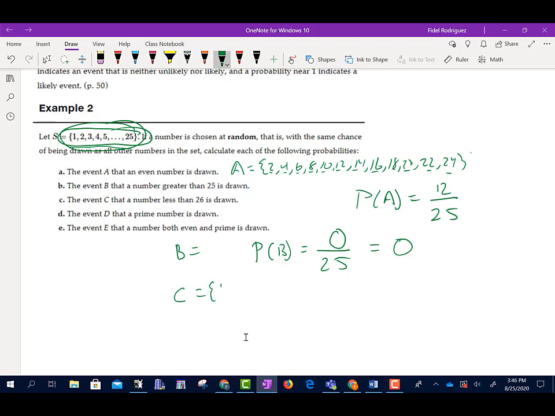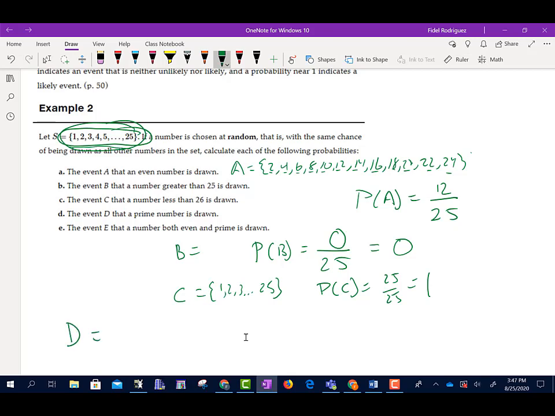Okay. C, the event C that a number less than 26 is drawn. Well, wouldn't the set C be that set? Because all those numbers are less than 26. So if I wanted to find the probability of event C, it would be 25 out of 25, which would be 1. What's the probability that I'm going to get a number less than 26? The probability is 100% because all my numbers are less than 26.